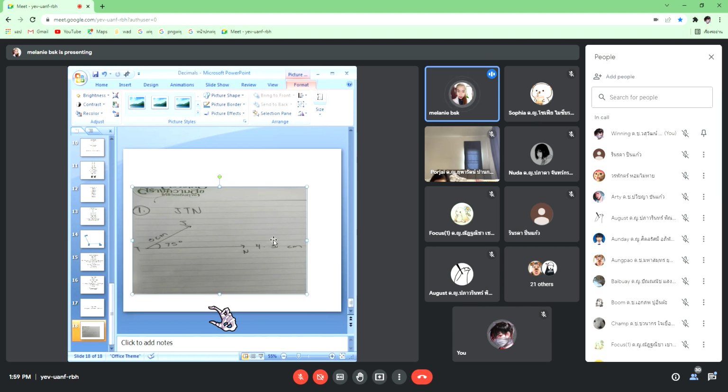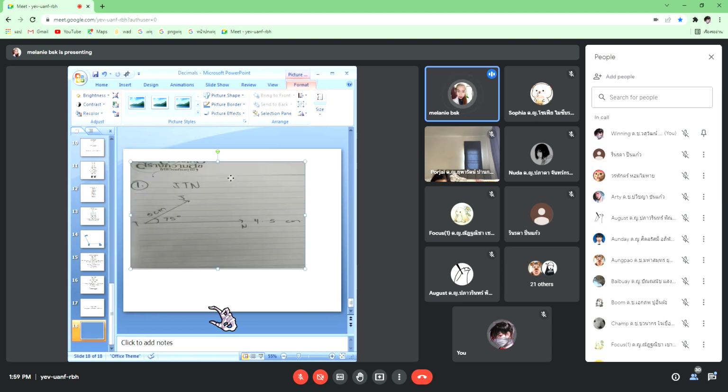It's up to you which arm you want to be 3 centimeters and which 4.5 centimeters. You have to measure 75 degrees for your angle. It is an acute angle. It is less than 90 degrees.